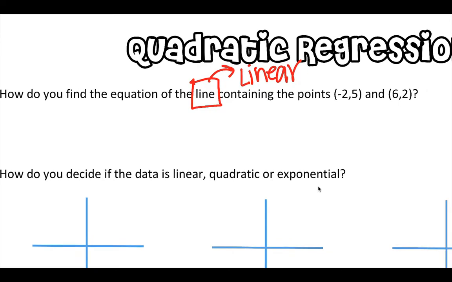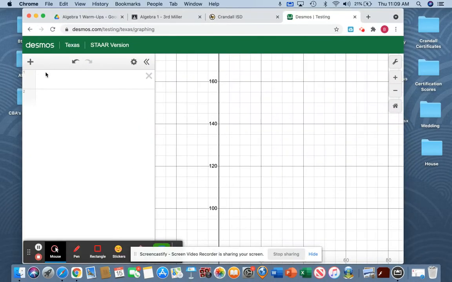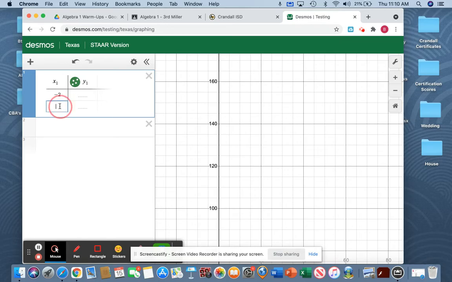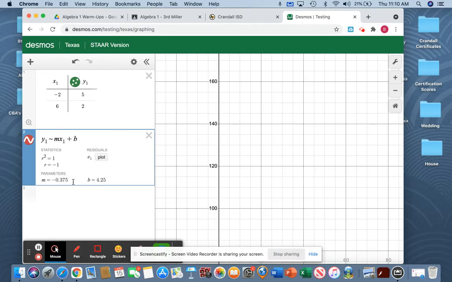Containing the points -2, 5, and 6, 2. So that's where you need to put in your table and do your y1 squiggly mx1 plus b. So if I go to Desmos, I'm going to put plus table. I'm going to put my x's, -2 and 6. And then my y's are 5 and 2. And I come down here and I type in y1 squiggle mx1 plus b. And it tells me m equals -0.375 and b equals 4.25.